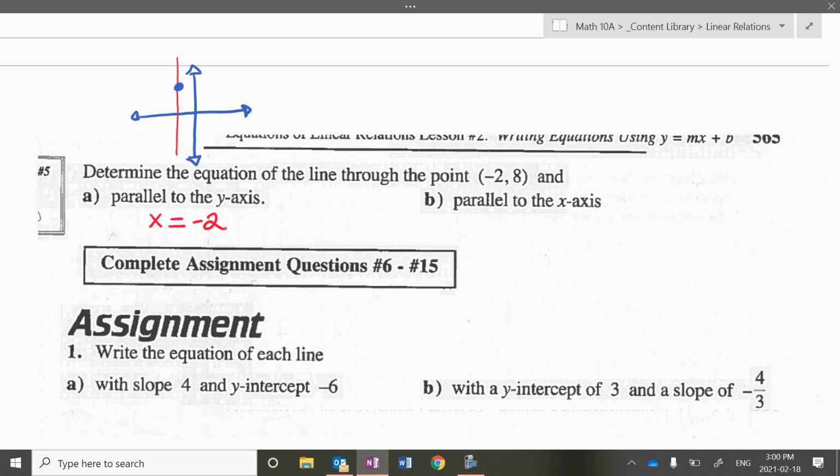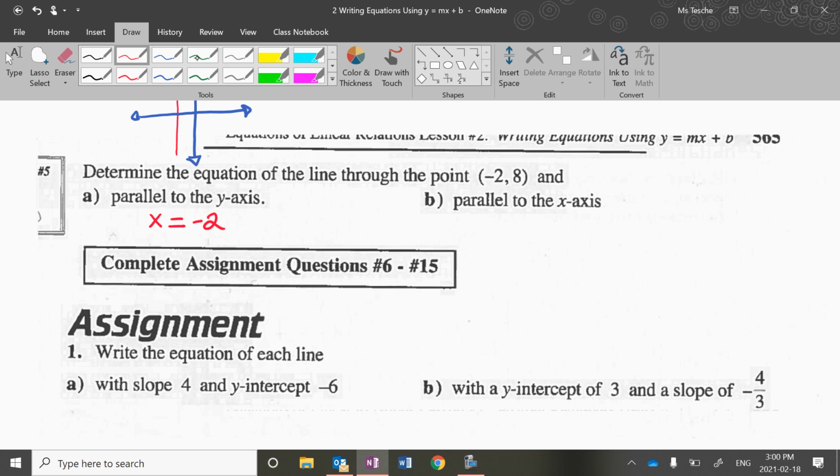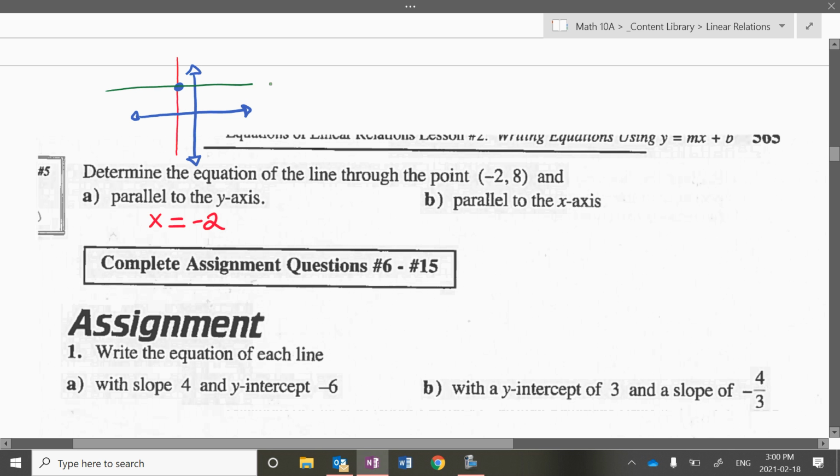If it's parallel to the x-axis and going through that point, I get this nice horizontal line. The thing that's common here is my slope is 0. So then I'm going to have y equals 8. If you wanted to write out y equals 0x plus 8, because that's how your brain works better, that's just fine.